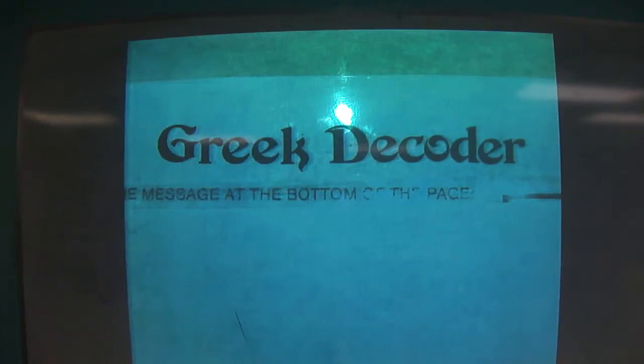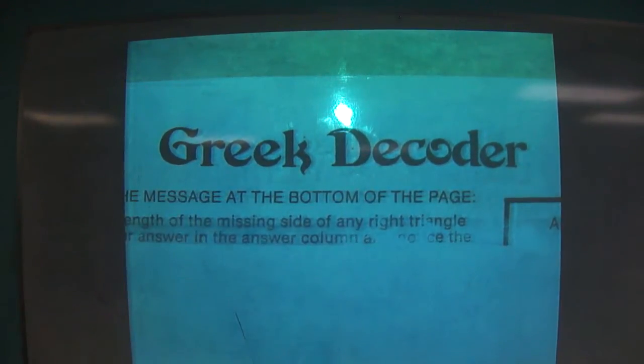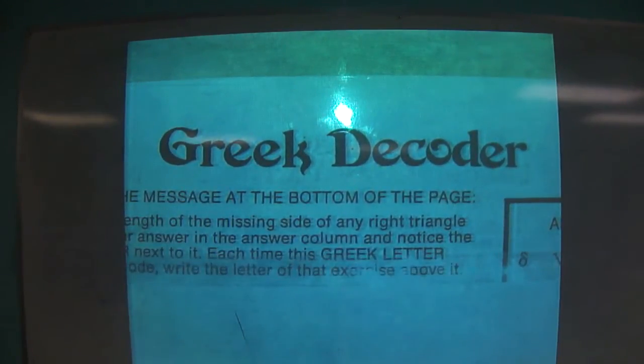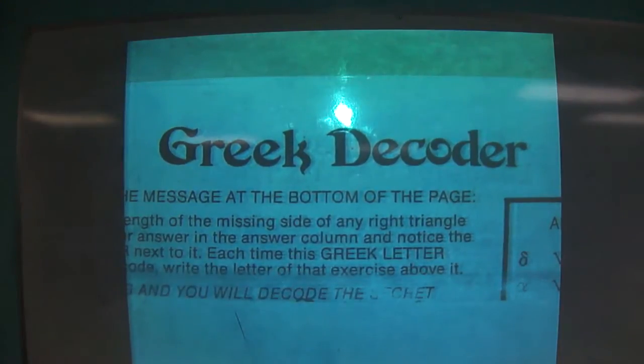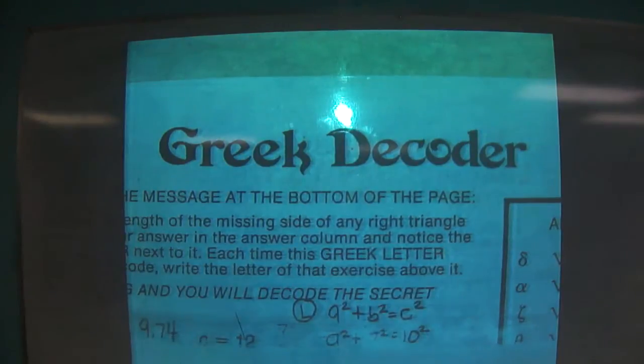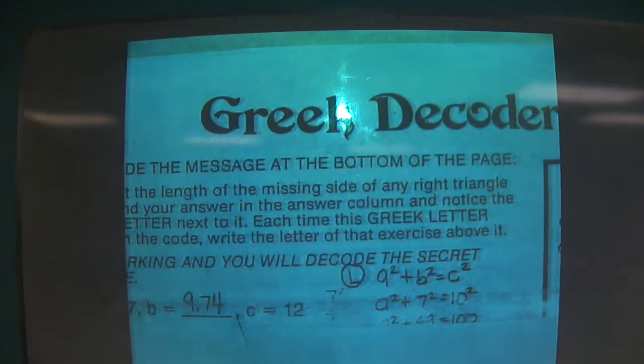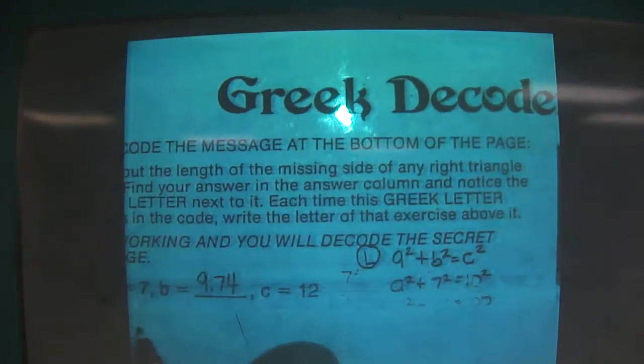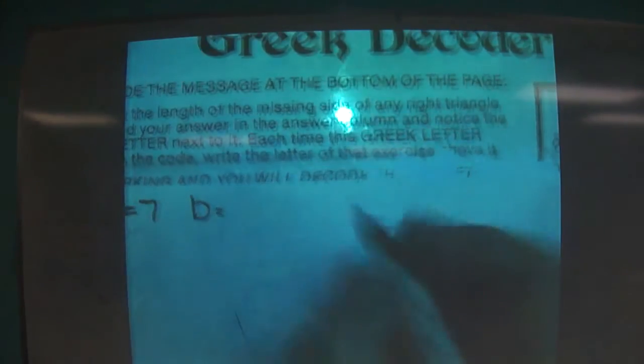Okay, Greek Decoder. What we're doing is decoding the message at the bottom of the page, figuring out the length of the missing side of the right triangle. So it can be any missing side. So the first one, S: A is 7, B is an unknown, and C is 12.